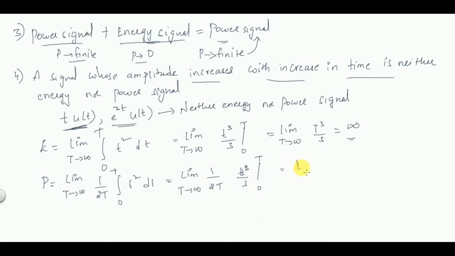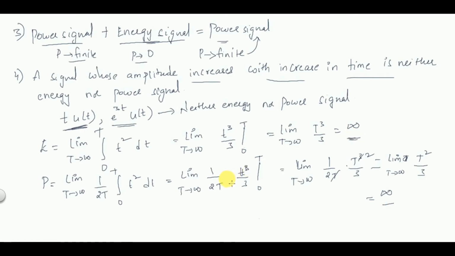So it becomes limit as t tends to infinity, 1 by 2t into t cube by 3. If you substitute the upper limit and lower limit, it is obviously 0. So it becomes now t square here. So limit as t tends to infinity, it becomes t square by 3. If you substitute the limit, it will again become infinity. So energy is infinity and power is also infinity.